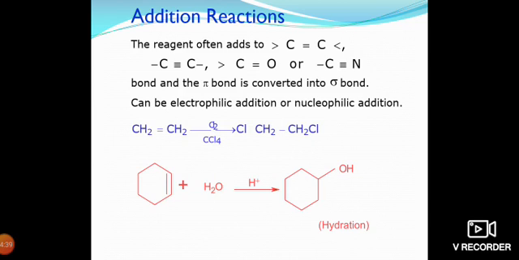For example, we are taking ethylene. It has one pi bond and one sigma bond, and it undergoes addition with Cl2 in presence of CCl4. Then the pi bond is converted to sigma bond, forming dichloroethane, and cyclohexene is also treated with water molecule, forming cyclohexanol.